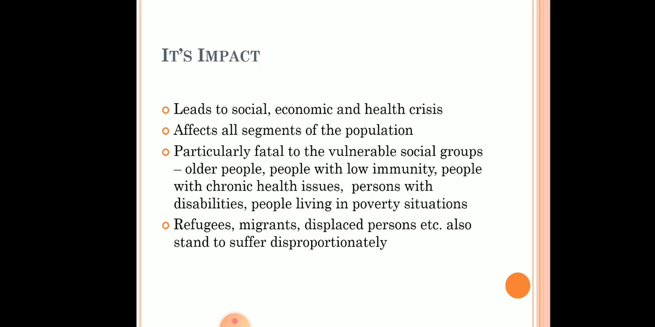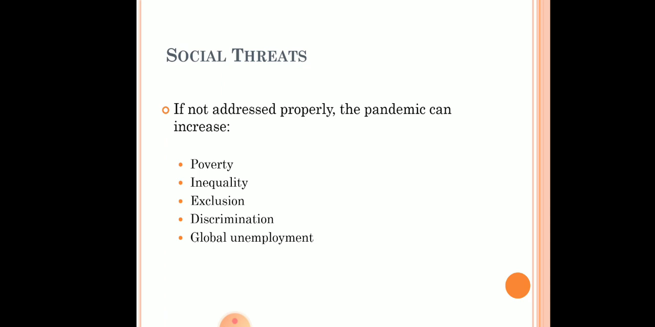Even though the whole population is affected alike, the younger generation and other social groups will be cured of COVID-19. But in these socially vulnerable groups, they may get fatally affected. And refugees, migrants, displaced persons, etc., also stand to suffer disproportionately. They are also considered to be vulnerable groups.